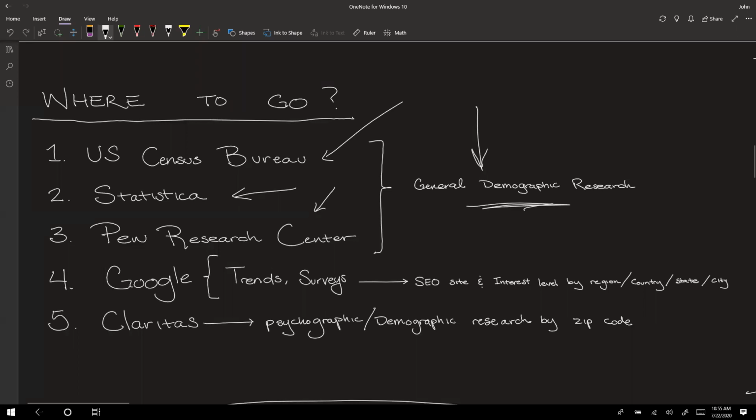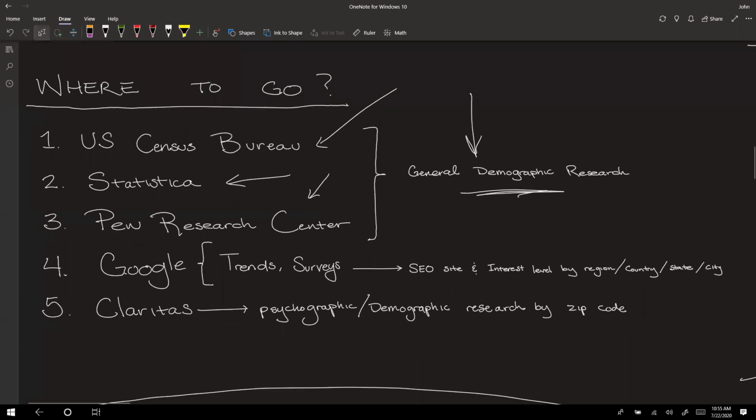Statista and Pew Research also go a little bit into psychographic research. They do polls or surveys and stuff like that. So they'll get into the mind of the customer and see what they want. So you can look there for some psychographic research. Google Trends and surveys, you can use that.